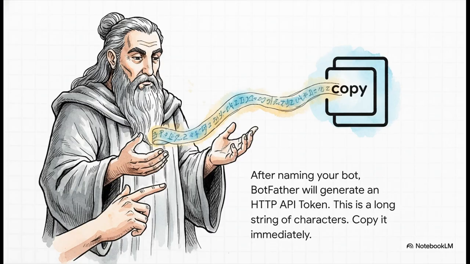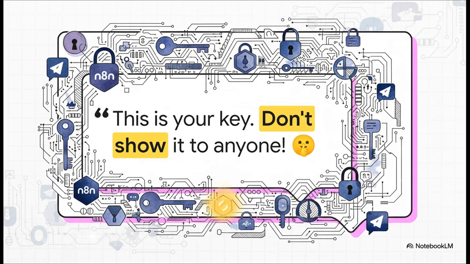This is your HTTP API token. You're going to want to copy this entire thing to your clipboard right away. Seriously, think of this token as the secret key to your bot's brain. It's what lets n8n talk to your bot on Telegram. You need to treat it like a password. Don't share it with anyone, keep it safe, because we're going to need it in the very next step.